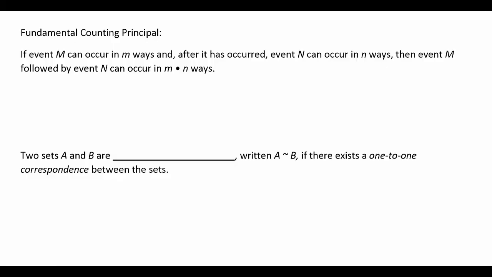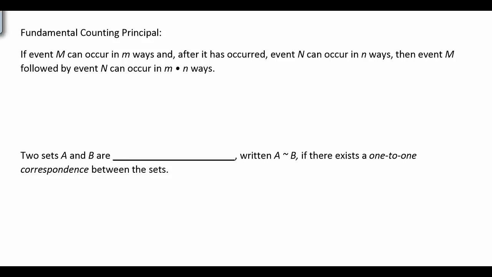Okay, the fundamental counting principle states that if event m can occur in m ways, and after it has occurred, event n can occur in n ways, then event m followed by n can occur in m times n ways. Okay, that's not confusing. Let me put some context in this.